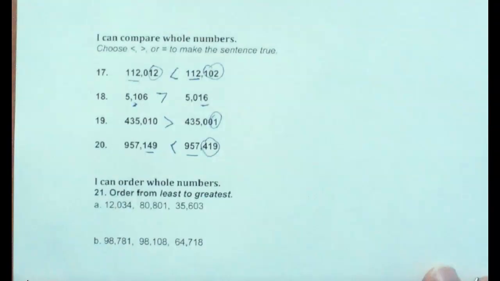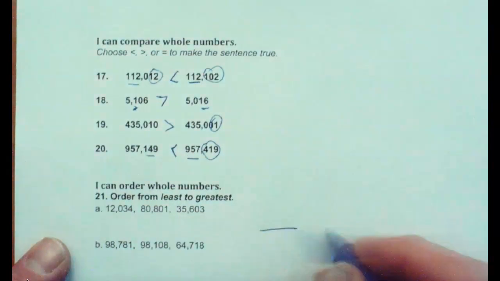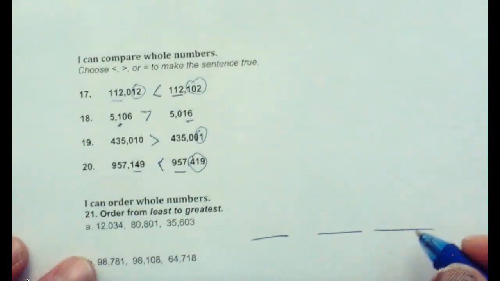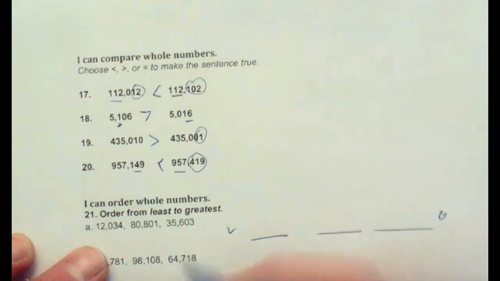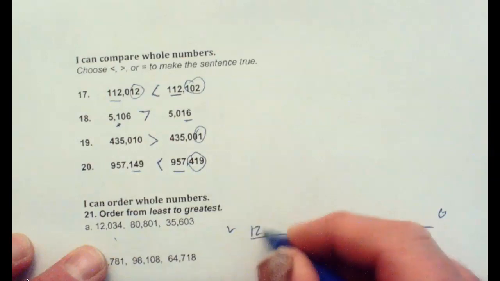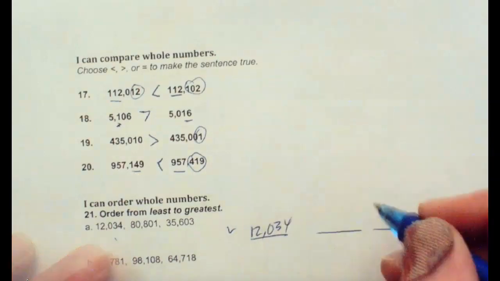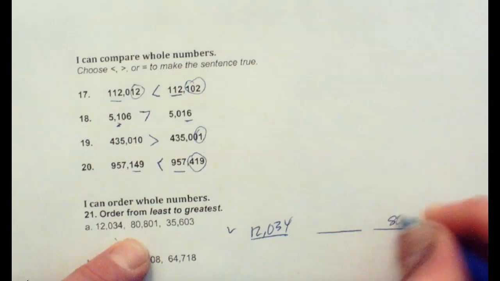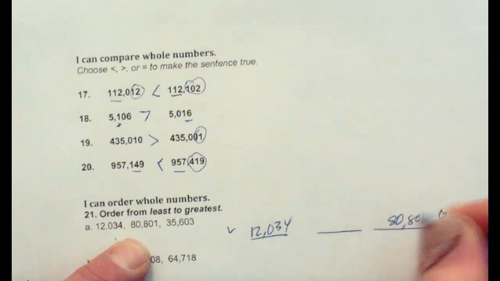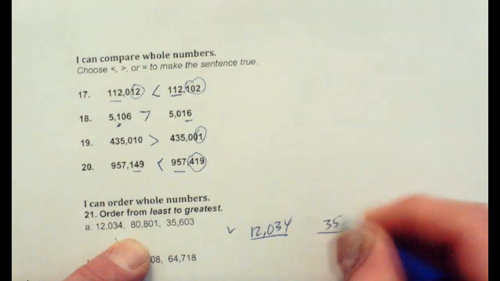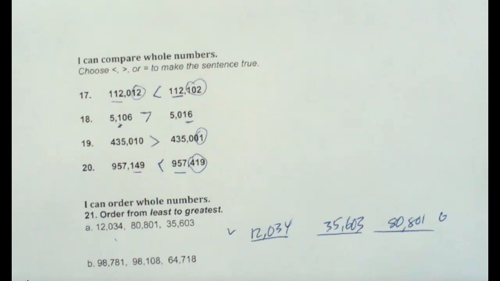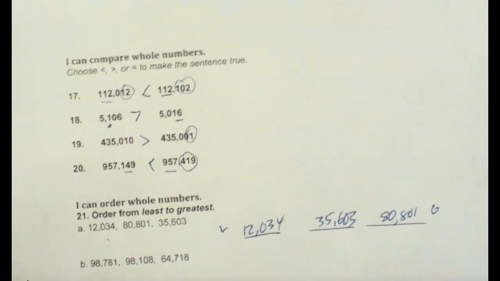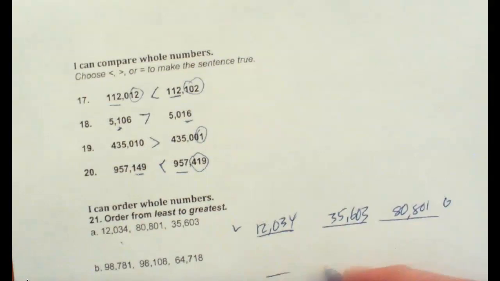Order from least to greatest. All right, let's see. Well, this is the least, and this is the greatest. Well, the least has got to be 12,034. The greatest has got to be 80,801, and then this one's got to be in the middle, 35,603. It's fun doing numbers when there's only 3 of them because you got the greatest, largest, and you got the smallest, largest, and the other. 1, 2, 3, and again, this is from least to greatest.